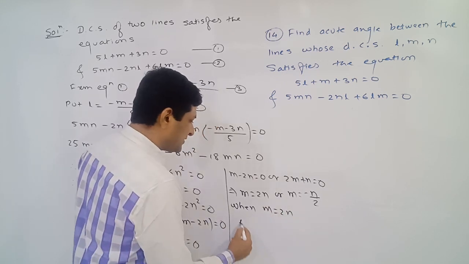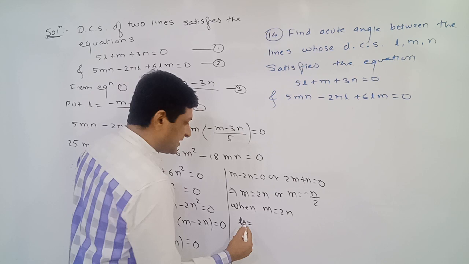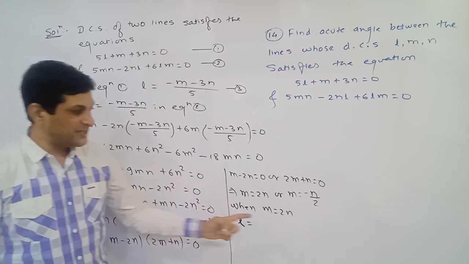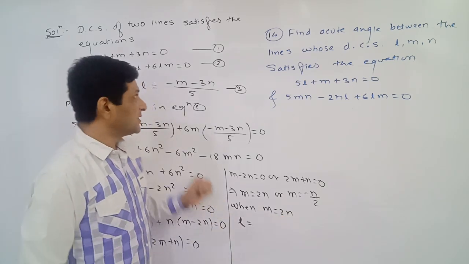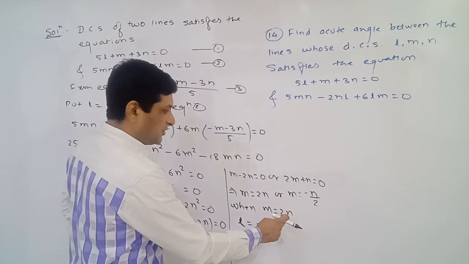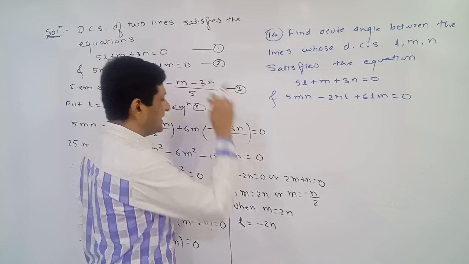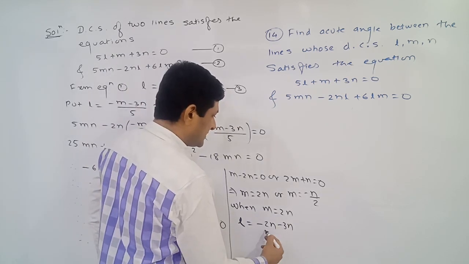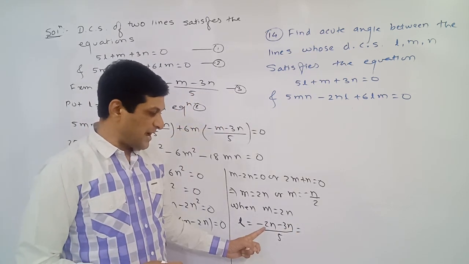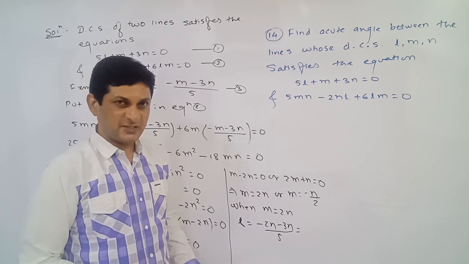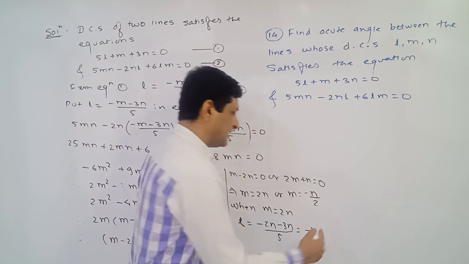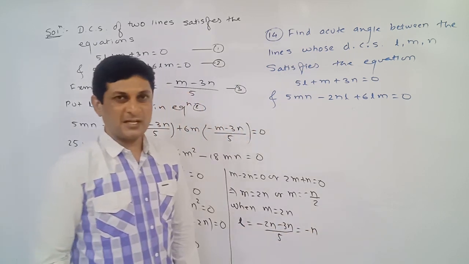So now when m is equal to 2n, let us see what value of l we are getting. Observe equation number 3. In this equation number 3, I am replacing m by its value, the first value of m, 2n. See what we will get here. Minus, keep it as it is, substitute m equal to 2n, 2n minus 3n, keep it as it is, divided by 5 also as it is. Let us simplify it. In the numerator, minus 2n minus 3n is minus 5n. Minus 5n upon 5 will be equal to minus n. So the value of l in terms of n is also known to us.